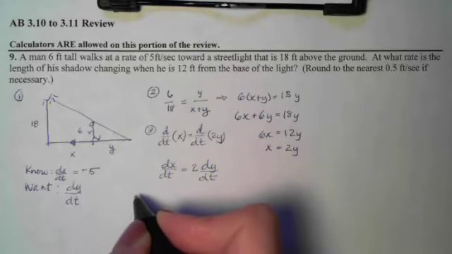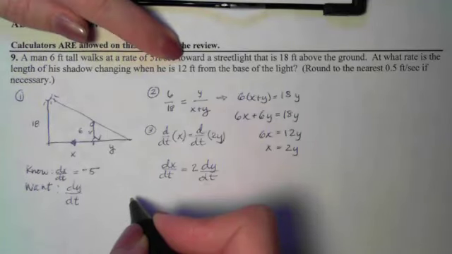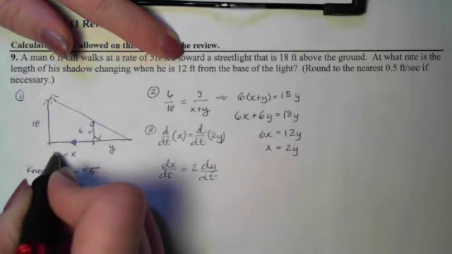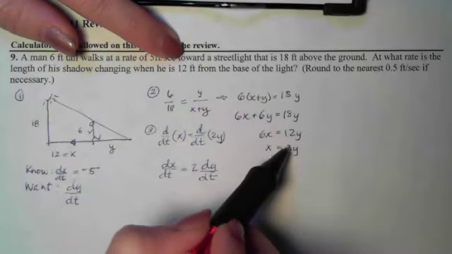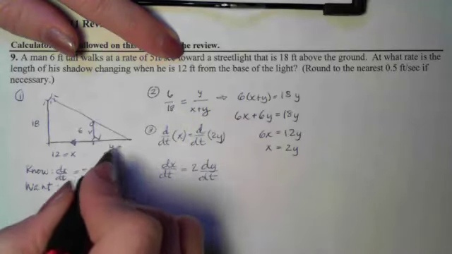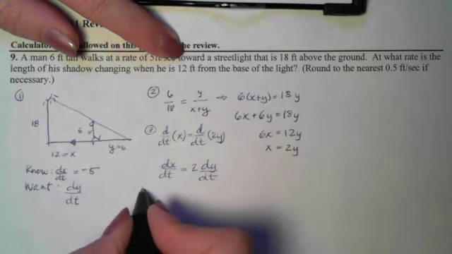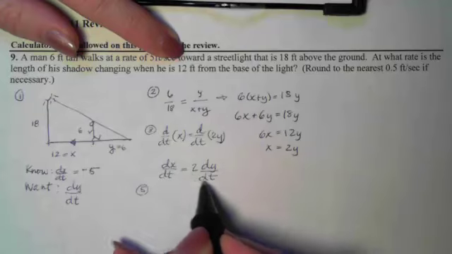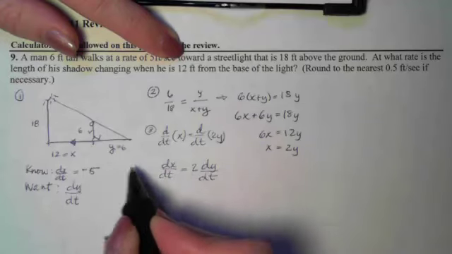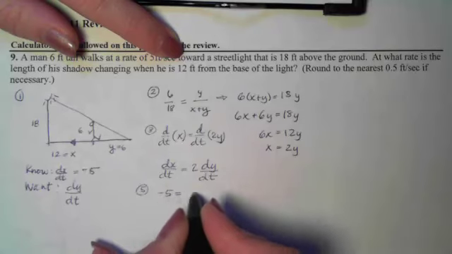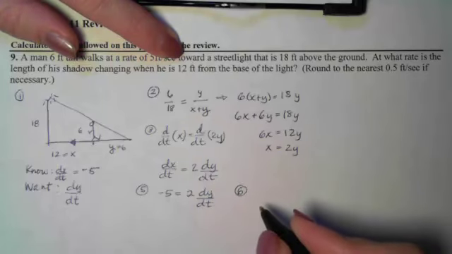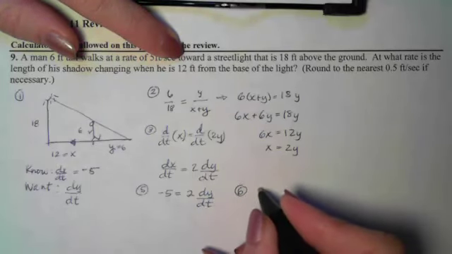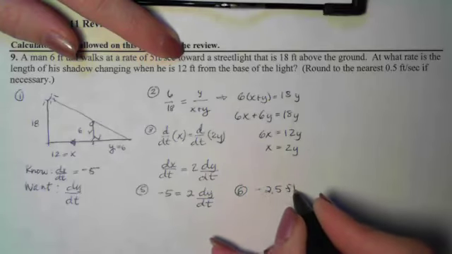So with step 4, we're interested in the instantaneous information, which is he's 12 feet from the base of the light. So I can go back to this picture and label 12. I could, if I needed to, exploit this relationship or even this relationship to figure out that y is going to be half of that, or 6. And then I can go to step 5, which is to replace in here everything that I know. I know dx dt is negative 5, and I'm interested in dy dt. So for step 6, I simply isolate dy dt. I get negative 5 halves, or negative 2.5 feet per second.